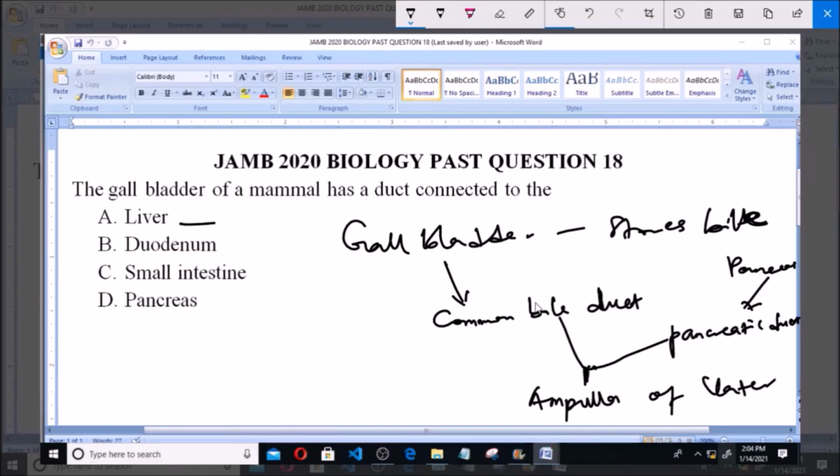But now the question is asking us that the duct of the gallbladder is connected to the dash, and that is the pancreas, because it is connected to the pancreatic duct. So the duct of the gallbladder, which is the common bile duct, is connected to the pancreas via the pancreatic duct, in order to form what we call the ampulla of Vater that enters into the duodenum. So the answer to this question is option D, pancreas.